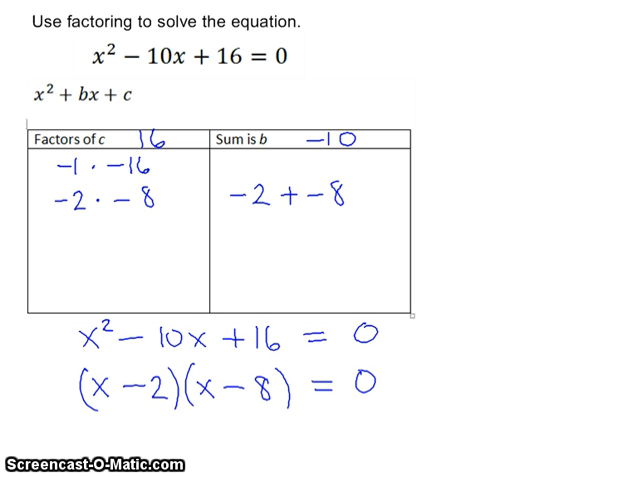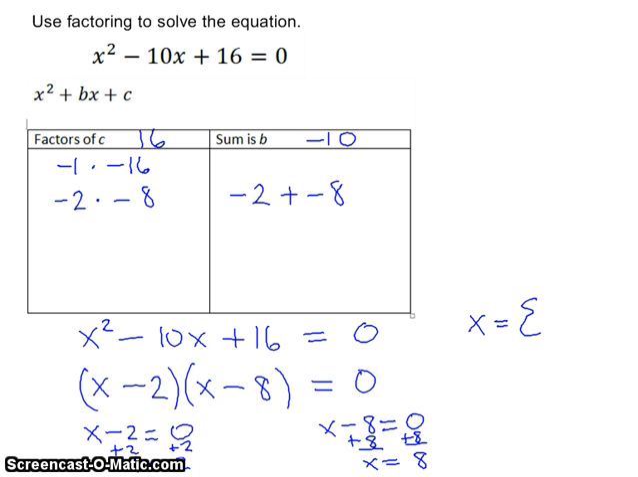So now we want to use our zero product property to find out what are our two solutions. So we have x minus 2 is equal to 0 and x minus 8 is equal to 0. And we add 2 to both sides. So x is equal to 2. We can add 8 to both sides, and x is equal to 8. So our solution set here is 2 and 8. Remember, those are our x-intercepts if we're looking at the graph.